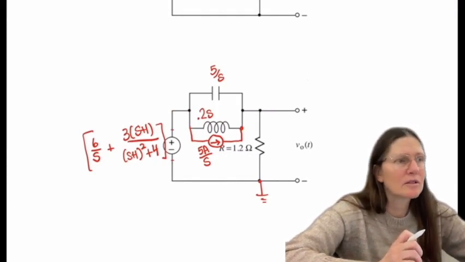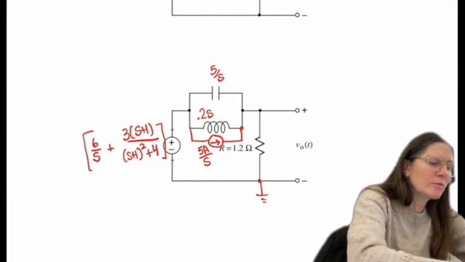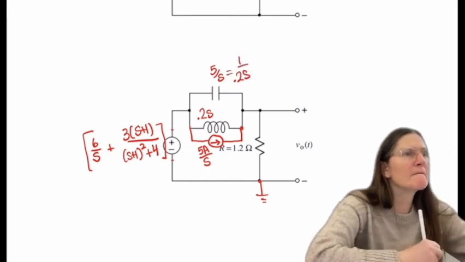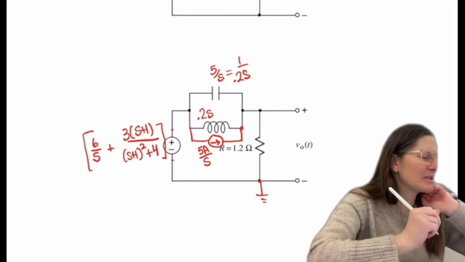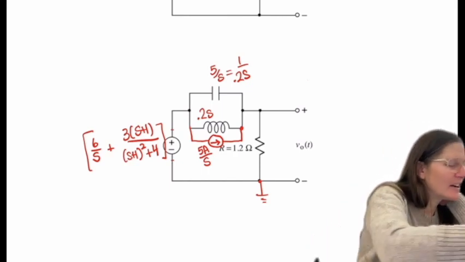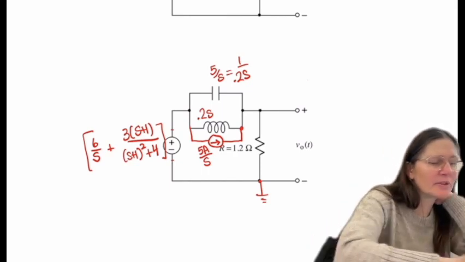Where's the 5 for the capacitance? Normally it's represented as 1 over 0.2S, but we just convert it so instead of a decimal we have an integer. They're the same, so either way you want to write it. All right, so from here, how do people solve this?